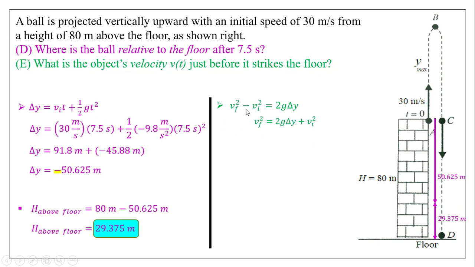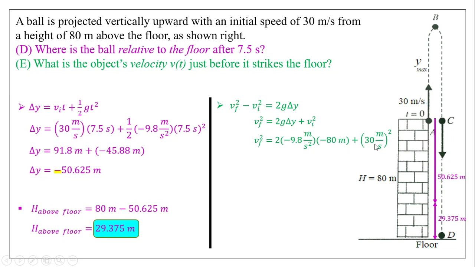To get VF squared by itself, I'm going to add VI squared to both sides. Therefore, VF squared is equal to 2G delta Y plus VI squared. I know my G, I know my delta Y, I know my VI, so I'm just going to plug and chuck here. G is negative 9.8 meters per second squared. Delta Y, this is very important that you plug this stuff in correctly. Delta Y here must be negative because it started at point A and it's looking for the velocity at point D, which is below point A. So it has fallen 80 meters, or like negative 79.99999 meters if you want to be all technical. But I'm just going to use negative 80 here.